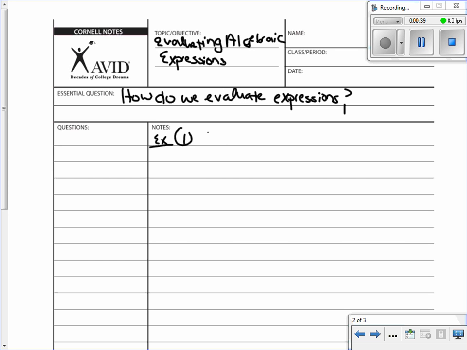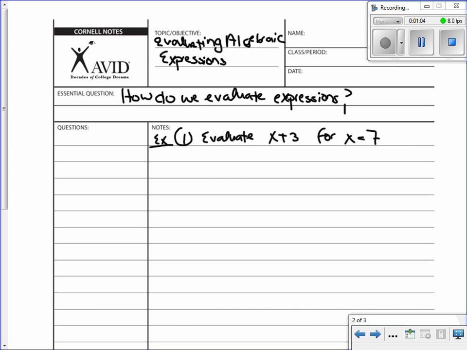So example 1 is evaluate x plus 3 for x equals 7. So the key to evaluating is substitution. Think about in a sports game, if a player's not doing too well, they'll usually take him out and replace him with someone else. They call it a sub.